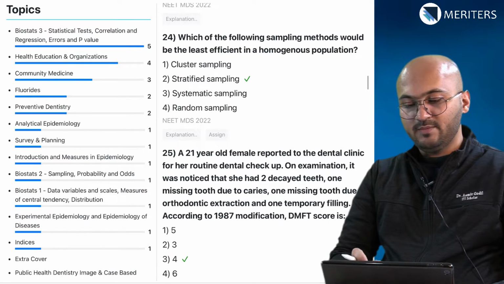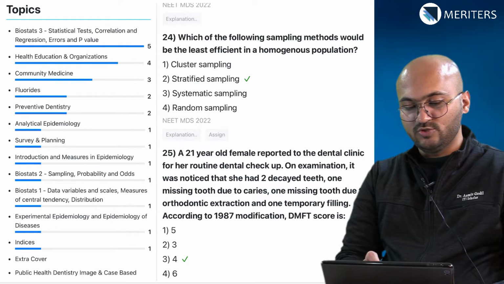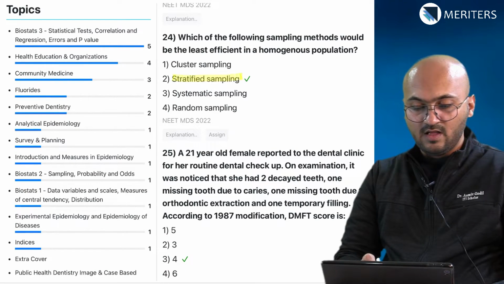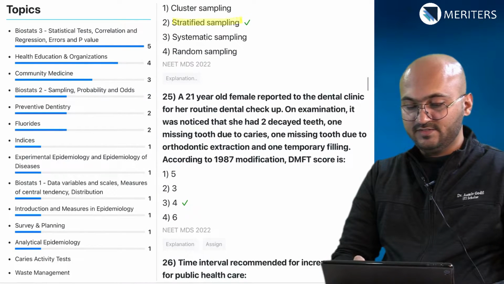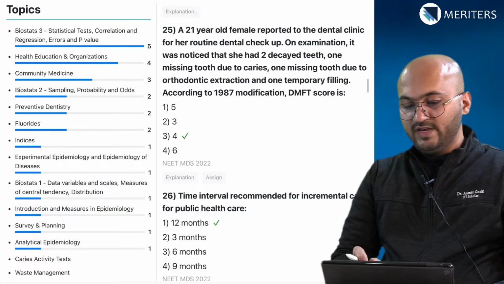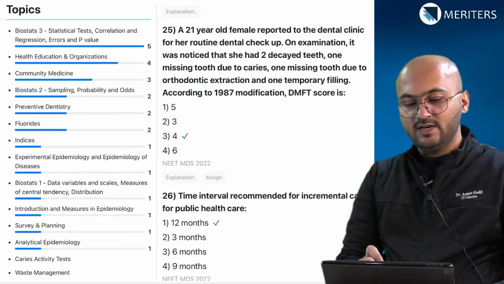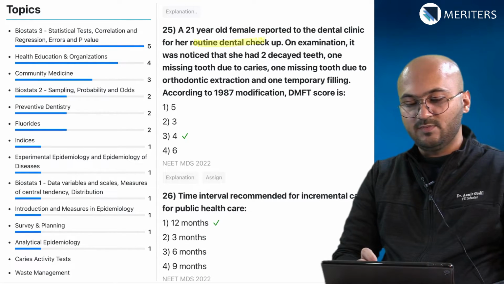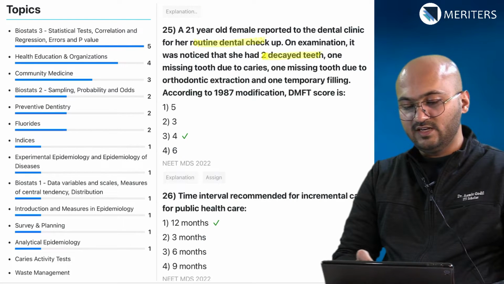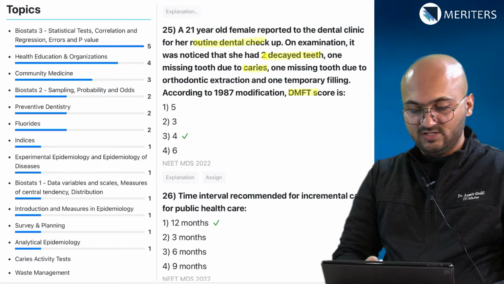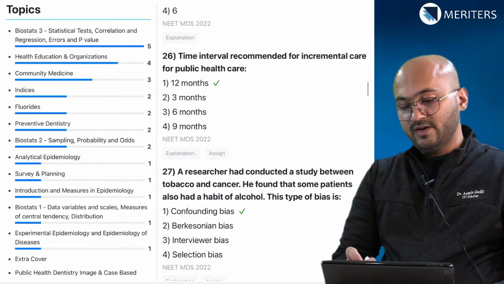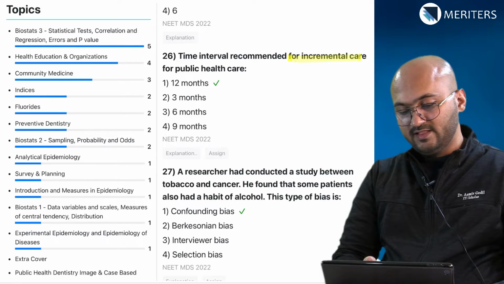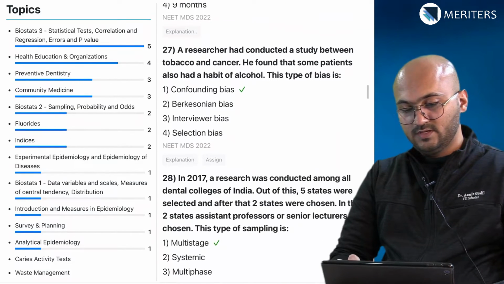Which of the following sampling methods would be least efficient in homogeneous population? Stratified sampling, that goes to sampling. So you can see the blinking on the left side. Then a 21-year-old female reported to the dental clinic for her routine dental checkup. On examination, it was noticed she had 2 decayed teeth, 1 missing due to caries. So this is DMFT applied question. Index. Time interval recommended for incremental care for public health is 12 months in India.